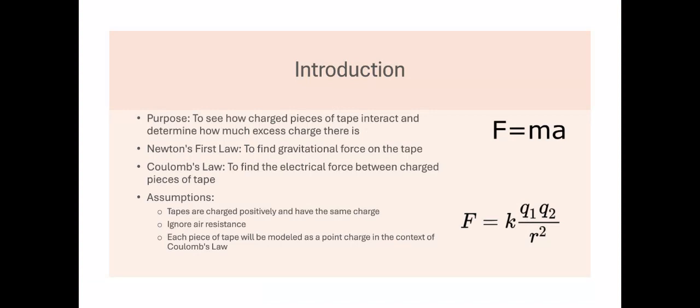Some of the assumptions we made were that both pieces of tape had the same charge and that they are charged positively, which I did test by seeing if they were attracted to each other. I ran a pin through my hair, which would charge the pin negatively, and then saw if the tape was attracted to it, as it should have been. I also ignored air resistance, and I modeled each piece of tape as a point charge so that I could use that in the context of Coulomb's law.